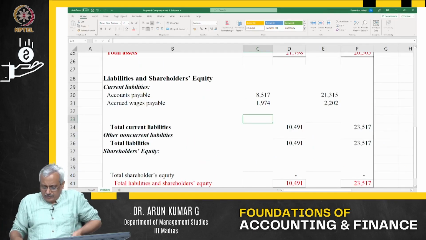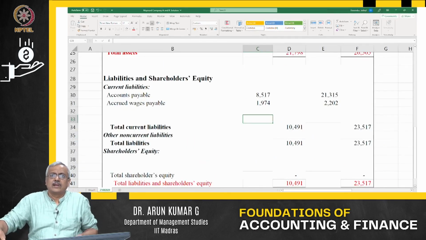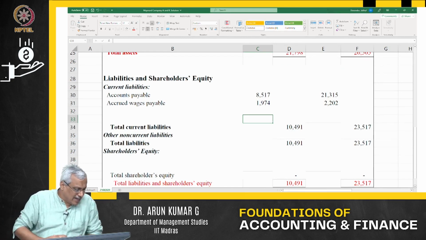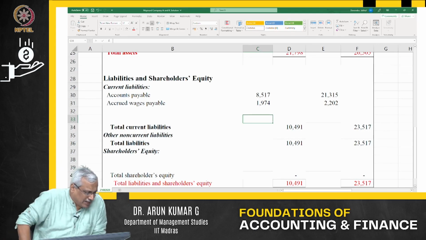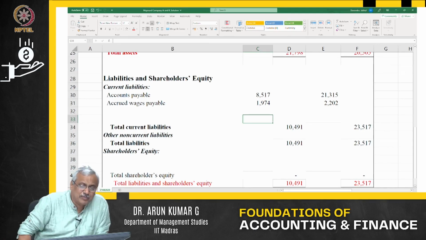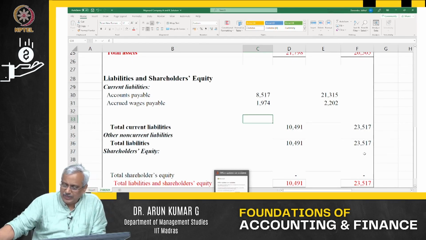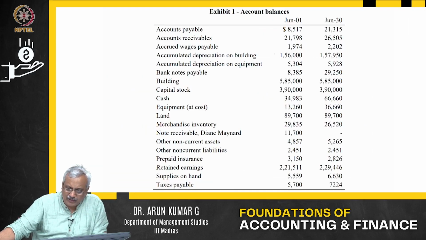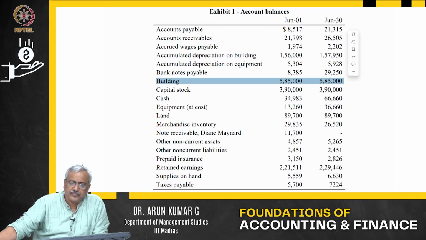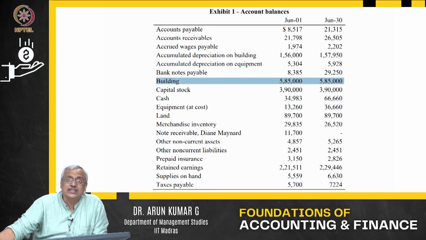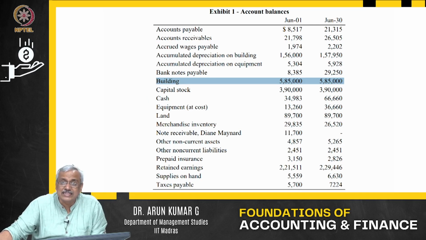Now, coming back here, I am just going to get my keyboard again. In this case, accumulated depreciation on building, accumulated depreciation on equipment. For that, I need to know the building value. There is building out there, bank notes we will leave it. Building, you see on both 1st of June as well as 30th of June, the value of the building is the same, 585,000. That is building at cost, at the original value, at the purchase value.